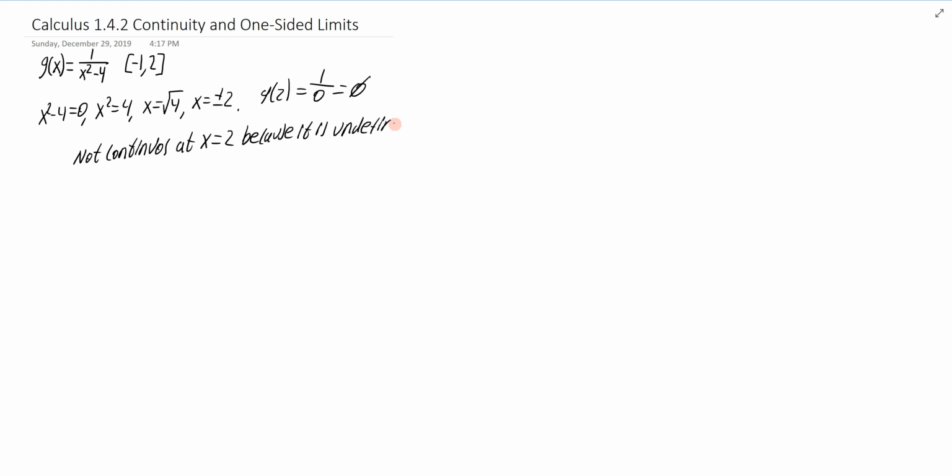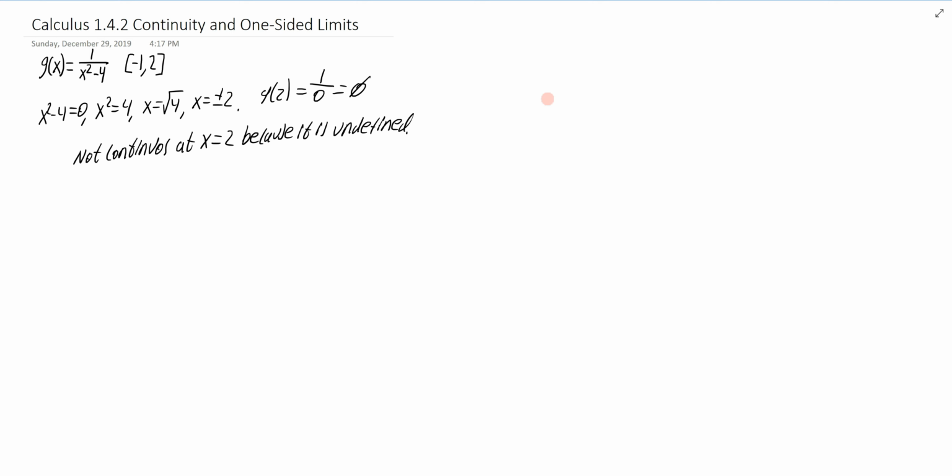So that's all we got to do, is we just got to say, look, within the interval we have a problem at -2 and +2, but look, +2 is included within the interval, and so as a result it cannot be continuous over the course of the interval.